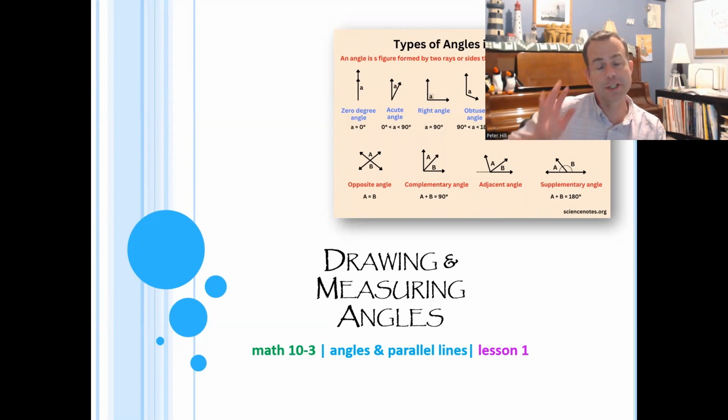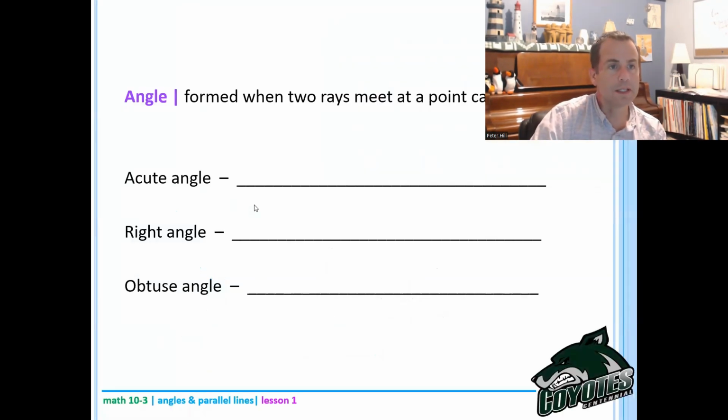So we're shifting our attention to a little bit of geometry. Today, our focus is on the types of angles that we have and how to use a protractor. Okay, so let's get going.